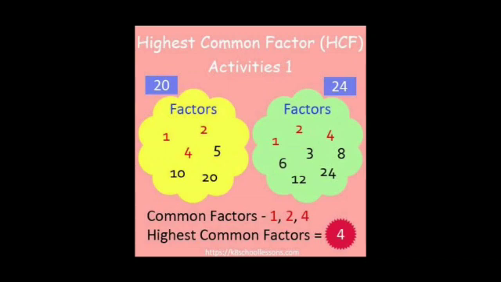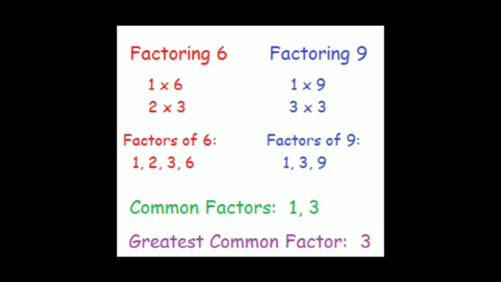Is it okay for you? First you find the factors and find out what numbers are common in both numbers. Among that, pick the highest number. That will be the HCF. HCF of 20 and 24. So see this example. Next, 6 and 9.